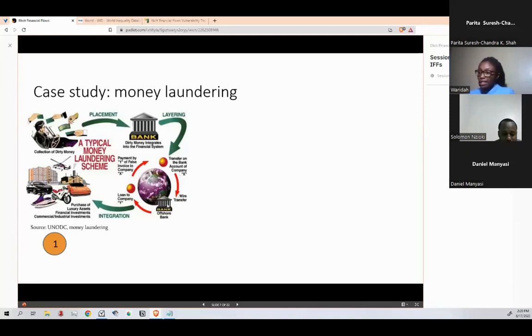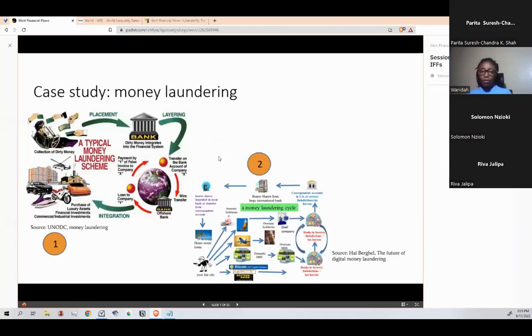There was a wire transfer. It could have even been a loan to another company, or just a false invoice. And the money will still be used in the illicit economy, and sometimes it is also used to finance criminal activities. So with the introduction of the digital economy, kindly note this specific area here.